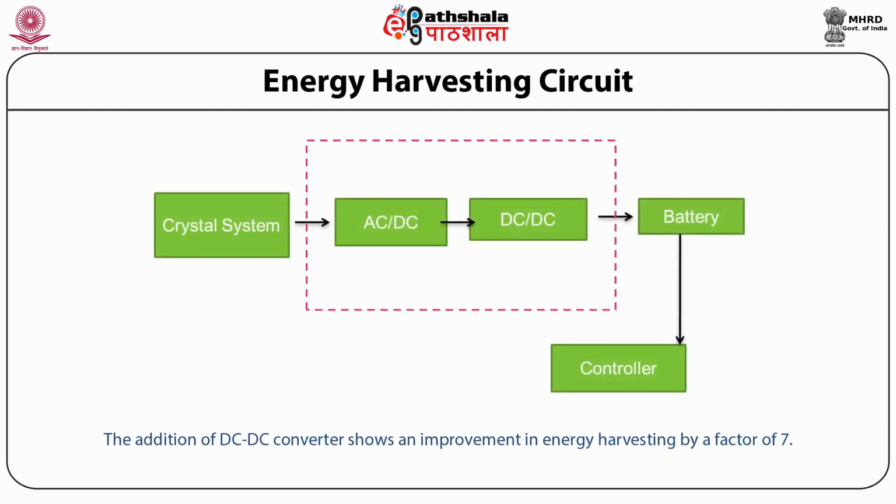Energy harvesting circuit. Now, this shows the energy harvesting circuit where a DC to DC converter is used after the bridge rectifier stage, and it has been shown in this figure. The addition of the DC-DC converter, which is shown in this figure, has shown an improvement in energy harvesting by a factor of 7. A non-linear processing technique, that is synchronized switch harvesting on inductor, SSHI, was also proposed in 2005 for harvesting the energy.